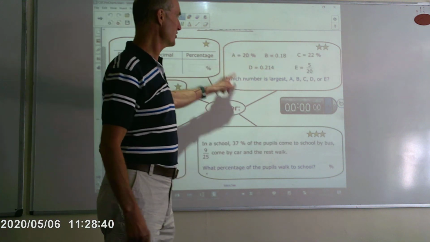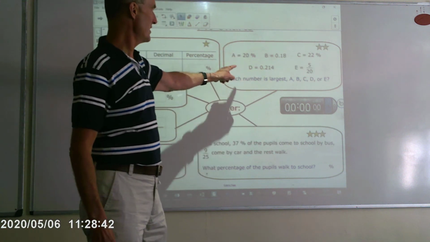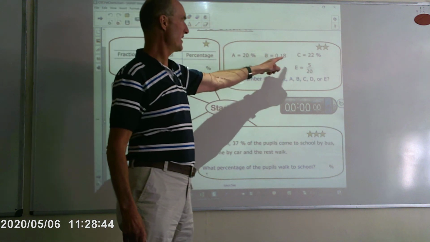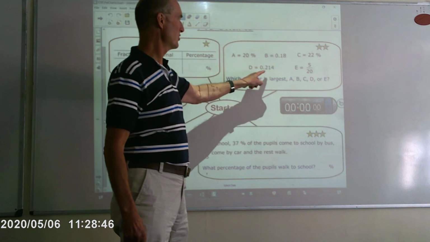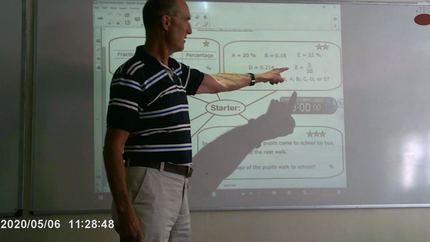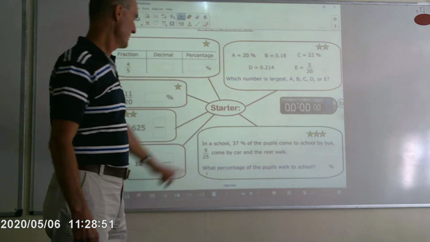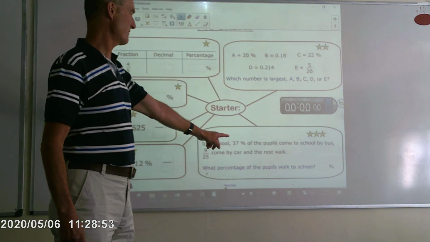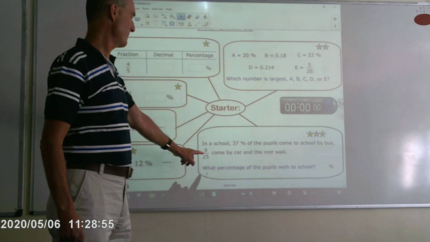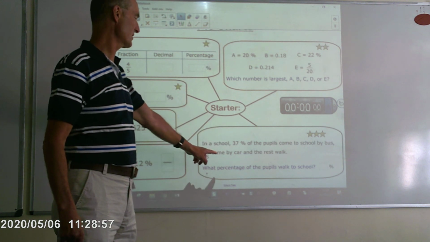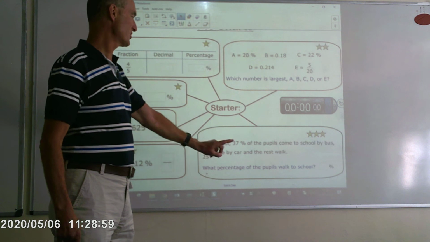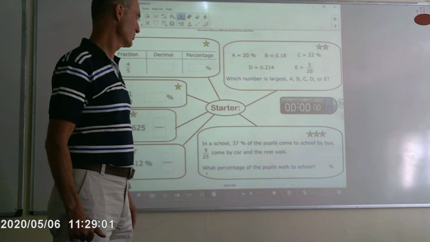Which number is the largest out of A, B, C, D or E? 20%, 0.18, 22%, 0.215 or 5/20 as a fraction. And then the last one: in a school, 37% of pupils came to school by bus, 9/25 came by car and the rest walk. What percentage of the pupils walk to school?